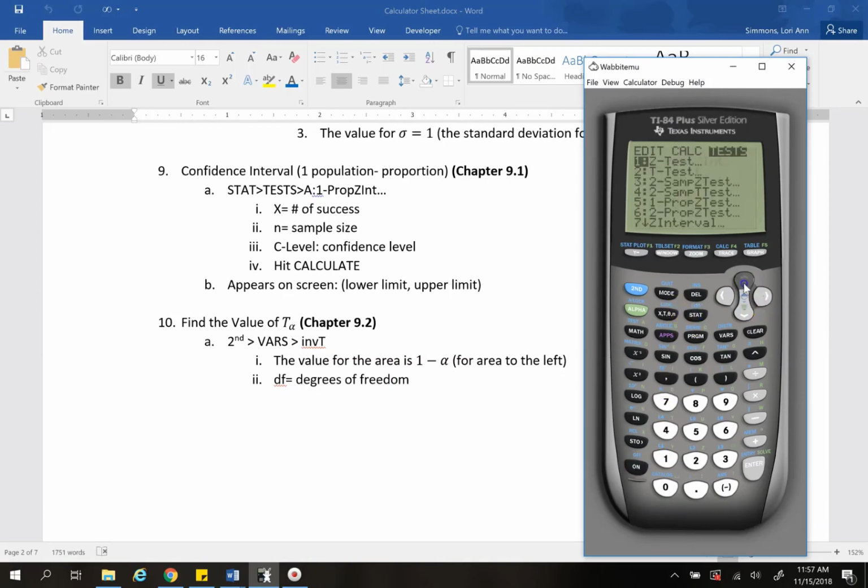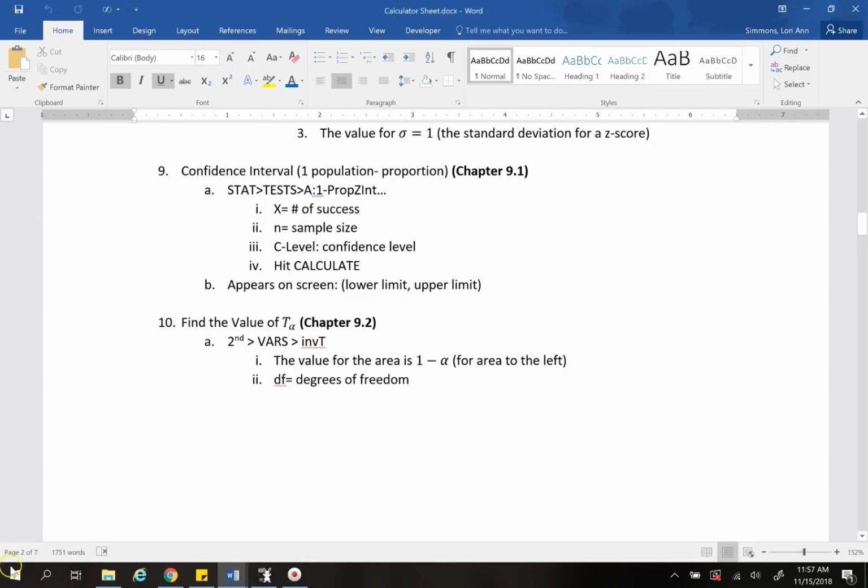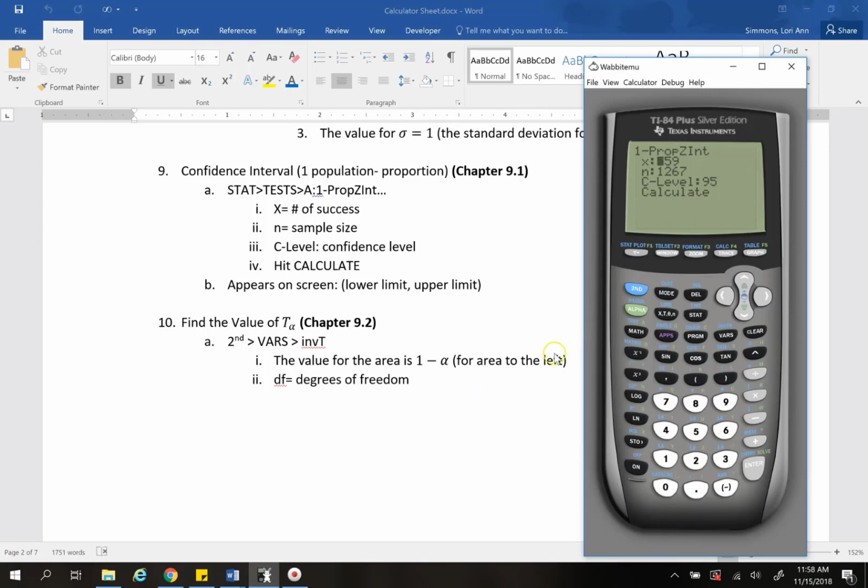Stat test. Number of successes was 515. Sample size was 1,200. And we want a 95% confidence interval. Let's try that again. Stat test, A. Oh, need another 0 there. That's going to be it.